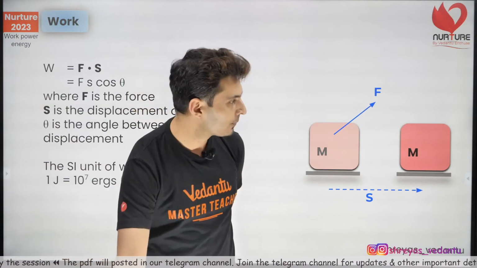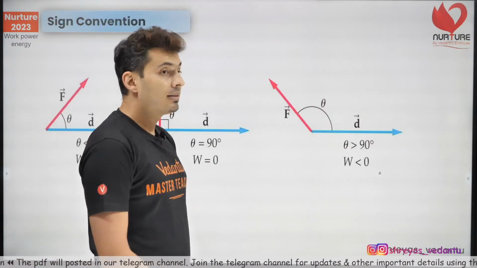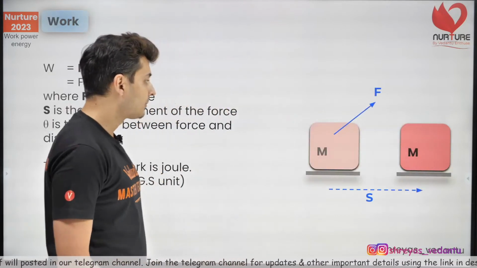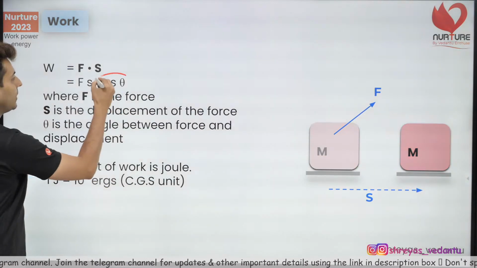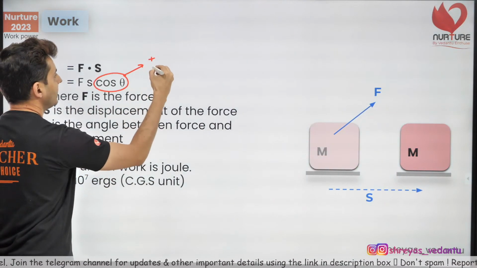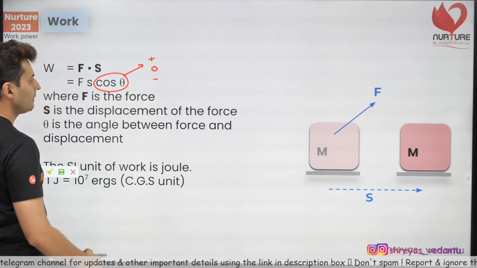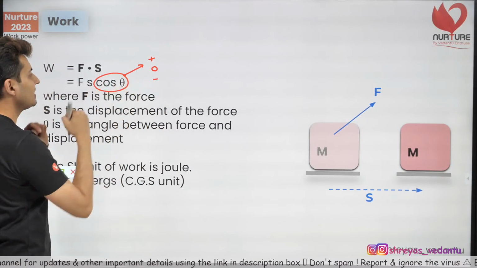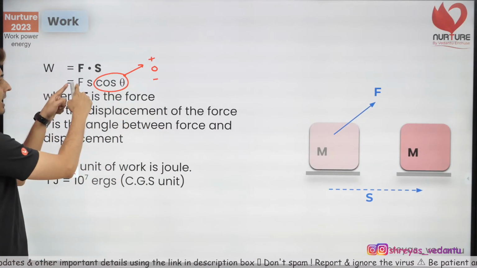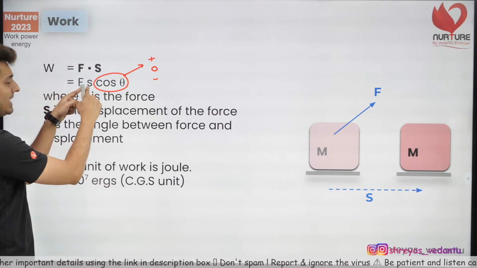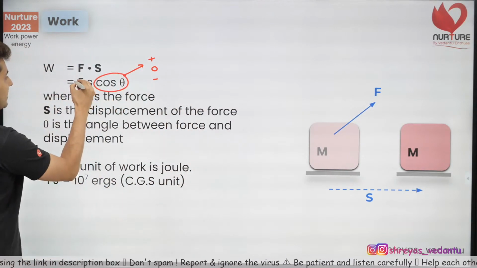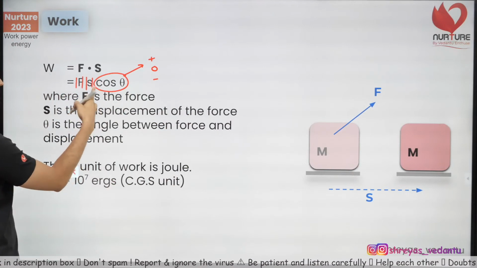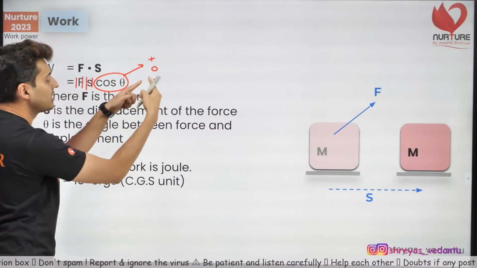Welcome back. Okay, now going ahead, there are 3 signs of work. Let me show you why there are 3 signs. Because this quantity can be positive, 0 or negative. When is cos theta positive? By the way, F cannot be negative. S also can't be negative. Force is not negative. Please understand, this is magnitude of force, magnitude of displacement. So this can be positive, 0 or negative.